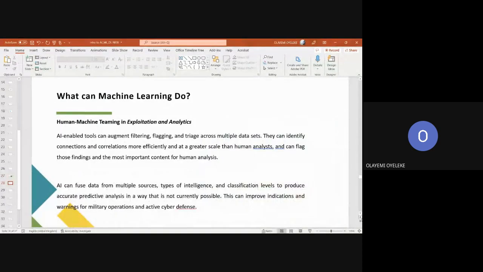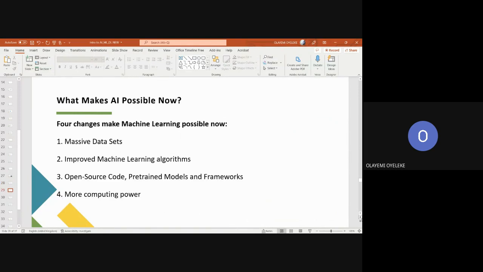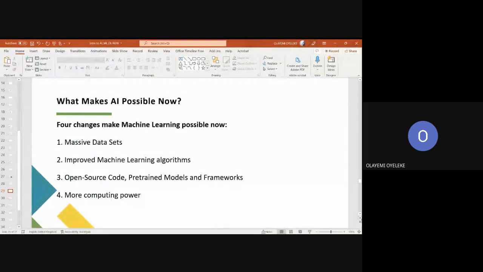So what can machine learning do? It can also be used in human-to-machine teaming, in exploring and analytics. Now, what makes AI possible now? There are four things that make machine learning possible in the present world.